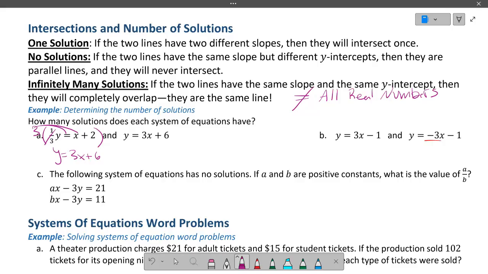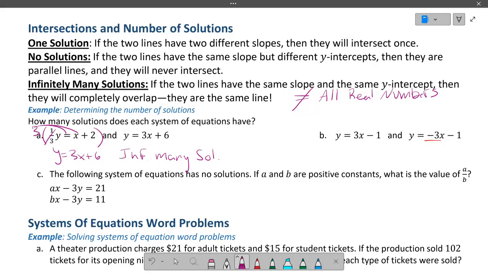So how many solutions do we have? Infinitely many, because they are the same line. So one of them was in slope-intercept form, the other one wasn't. We needed to rewrite and compare the slopes first to figure out whether or not we have a solution. If we compare the slopes and we see that they're different, we're done. One solution. Doesn't matter what the y-intercepts are.